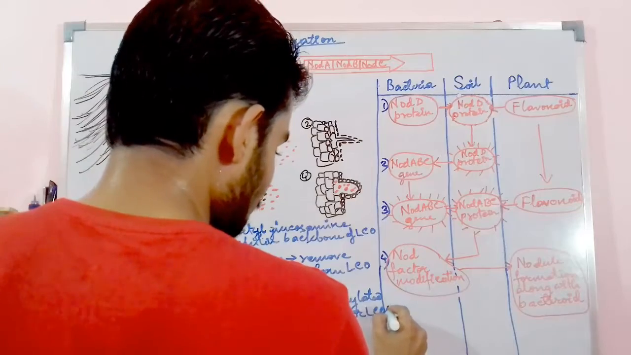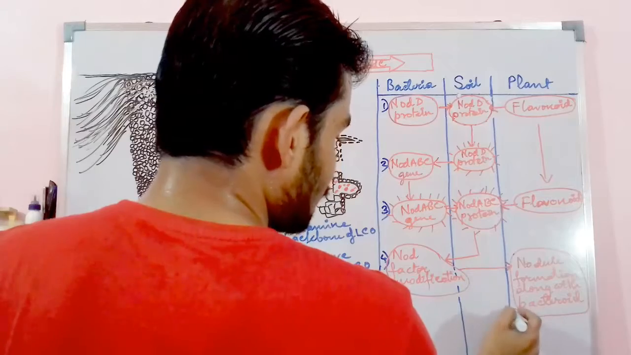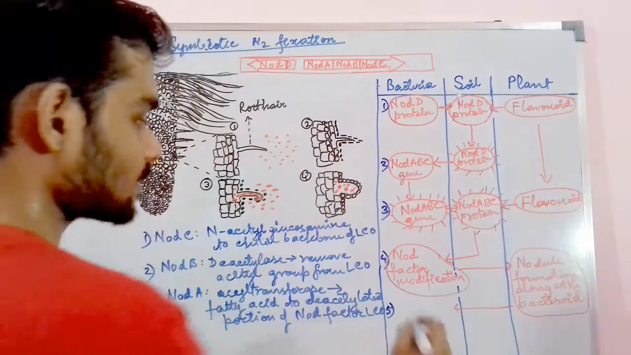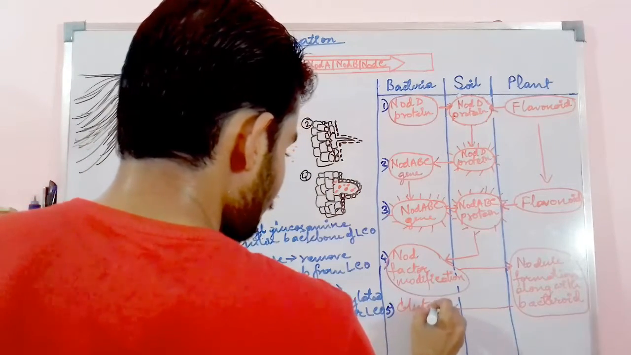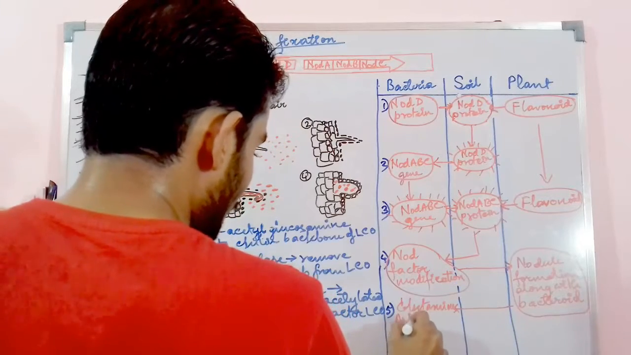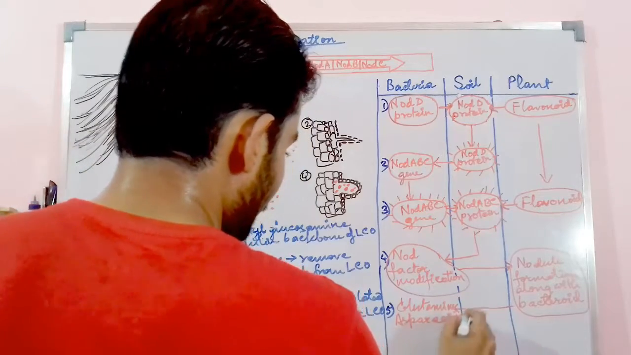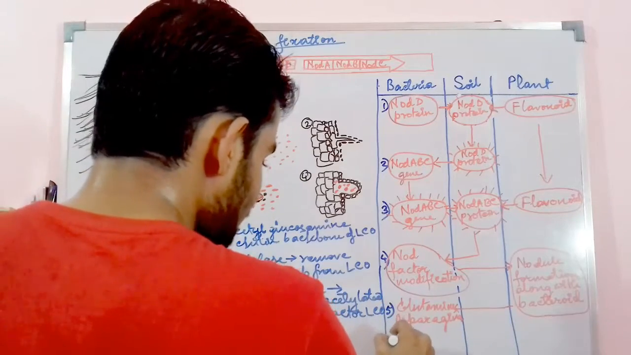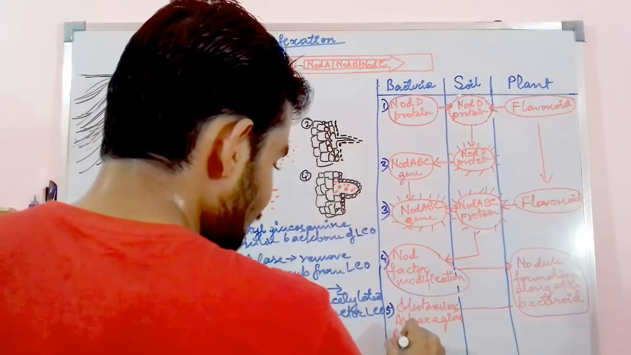Let me write down here. In the 5th step, or the final step, the nodules along with the bacteroid will start producing certain amino acids like glutamine, asparagine, then certain urates or uric acid-like substances, or nitrogenous end products like allantoin.